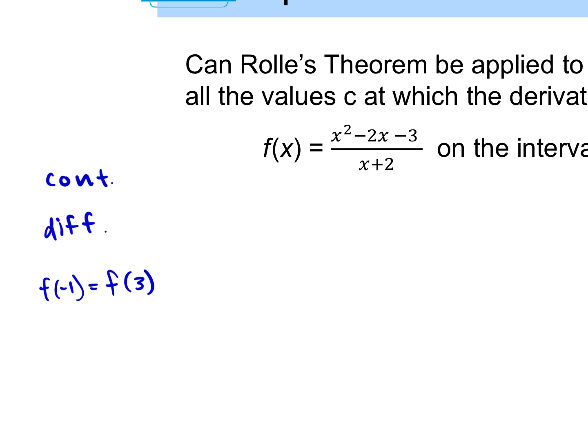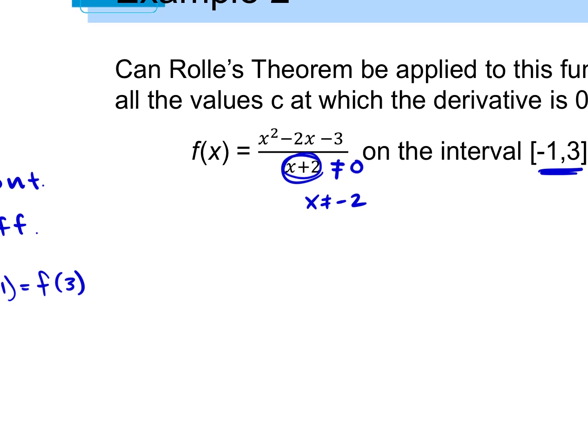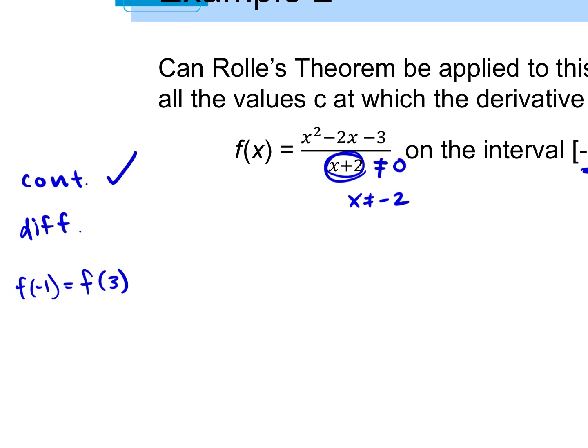Well, let's see, is it continuous? Because we have an x in our denominator, what can x not equal? It can't equal -2. We'd set our denominator not equal to 0. x cannot be -2. So we do have either a hole or an asymptote here. But is -2 in the interval that we're looking at? No. So if our hole or our asymptote is not in the interval, are we continuous on this interval? Yes. So our function as a whole is not continuous, but on the interval from -1 to 3, we are continuous.